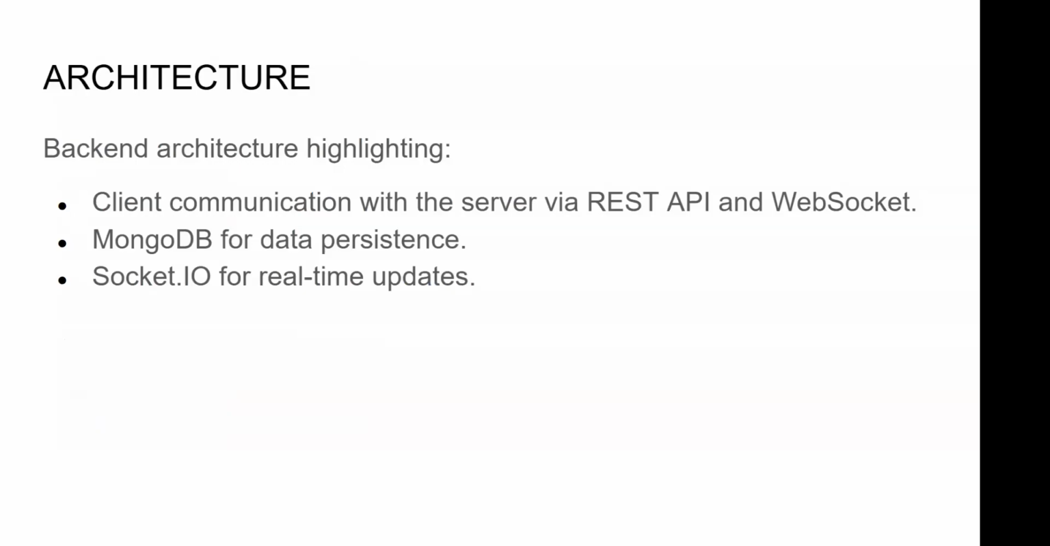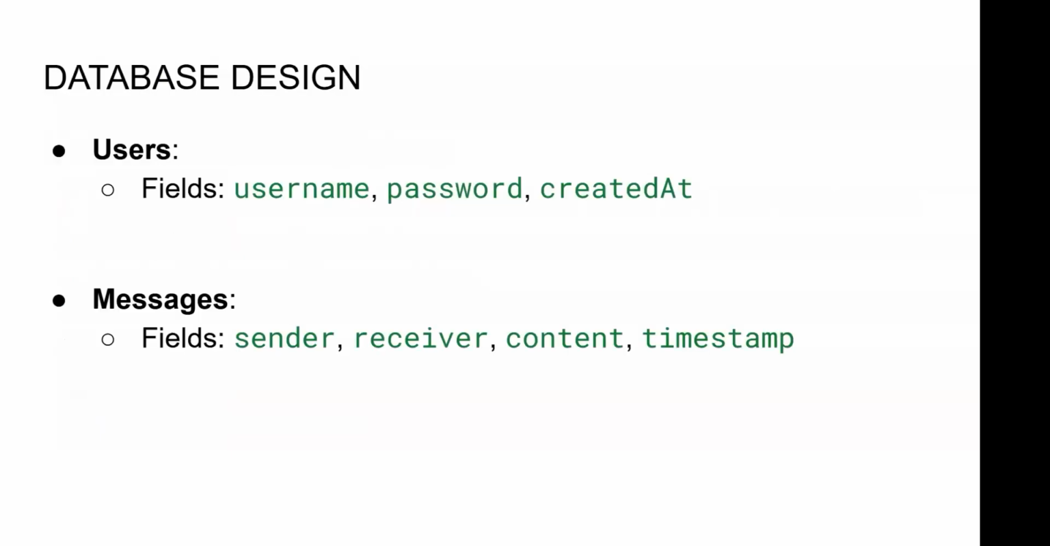Architecture. Backend architecture highlighting client communication with the server via REST API and WebSockets, MongoDB for data persistence, and Socket.io for real-time updates. Database design: we have the users and then messages.